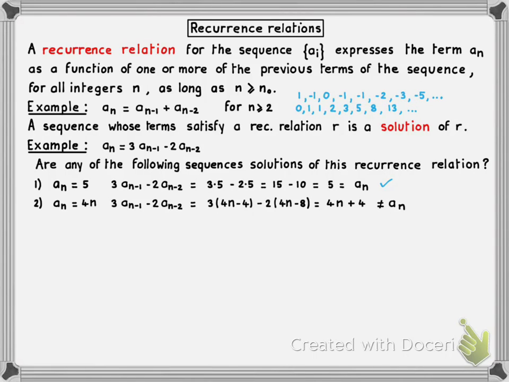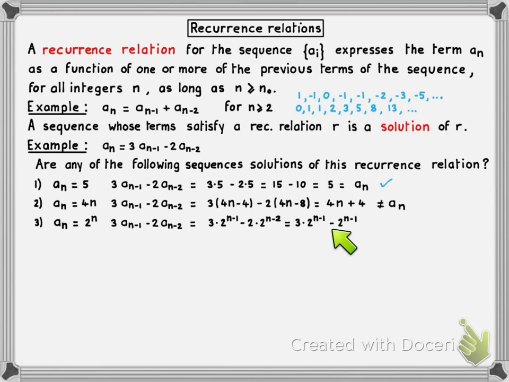Now let's consider a third sequence, a third example, as a potential solution for this recurrence relation. So let's see if that's indeed the case. We start again from the right-hand side, and we're going to replace a sub n minus 1 by its definition, that's 2 to the power n minus 1. And similarly, a sub n minus 2 is going to be 2 to the power n minus 2. Now we can just multiply the 2's together to get 2 to the power n minus 1.